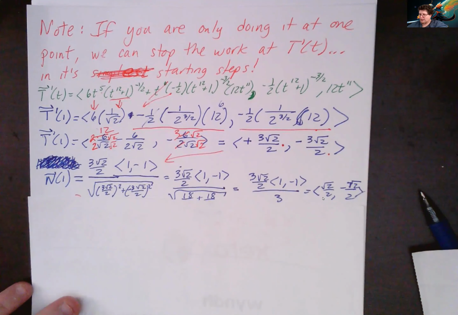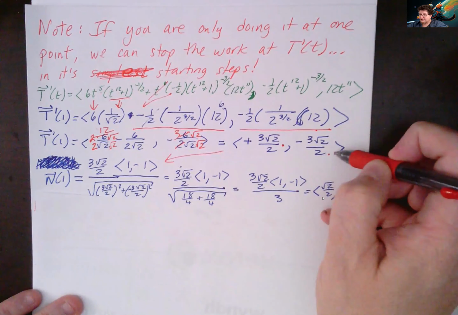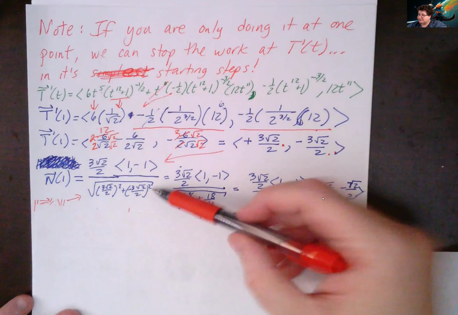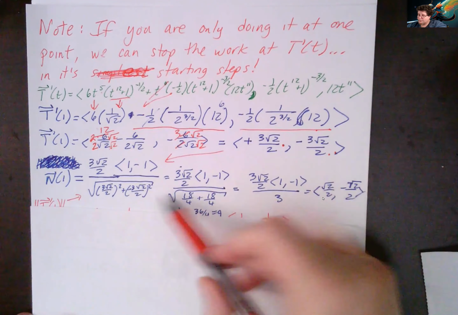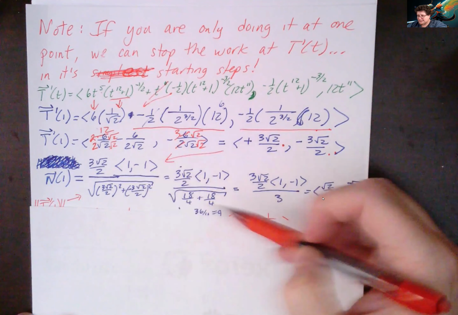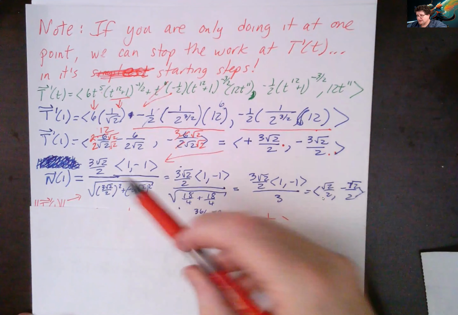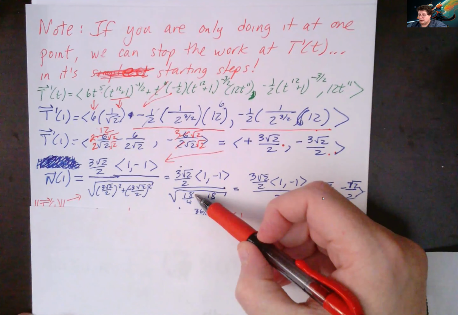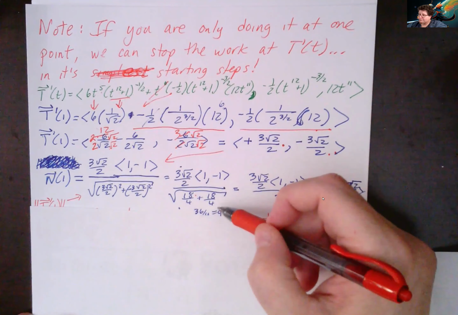To find n1, I divide this by its magnitude. So the magnitude of that is done here. This is 3 root 2 squared over 2 squared, and it's twice. So the 3 squared is 9. The square root of 2 squared is 2, so 9 times 2 is 18. That's why I have 18 on top. And then the 2 squared on bottom is 4. So 18 over 4, 18 over 4.